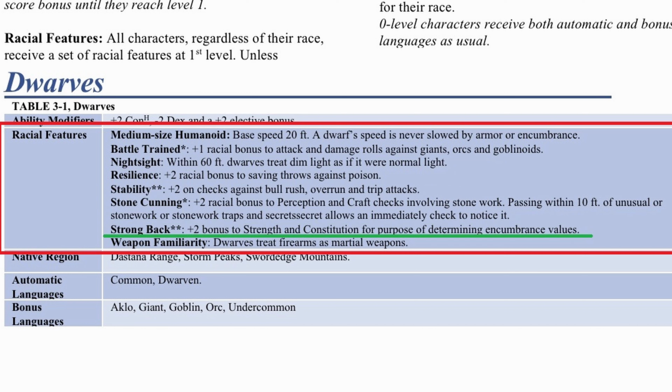By the Avern rules, dwarves also gain the strong back ability. This confers dwarves a +2 bonus to strength and constitution, but only for the purpose of determining encumbrance values. And finally, dwarves have weapon familiarity with firearms. They treat these as martial weapons, which means that any dwarven warrior will be able to use them with proficiency.